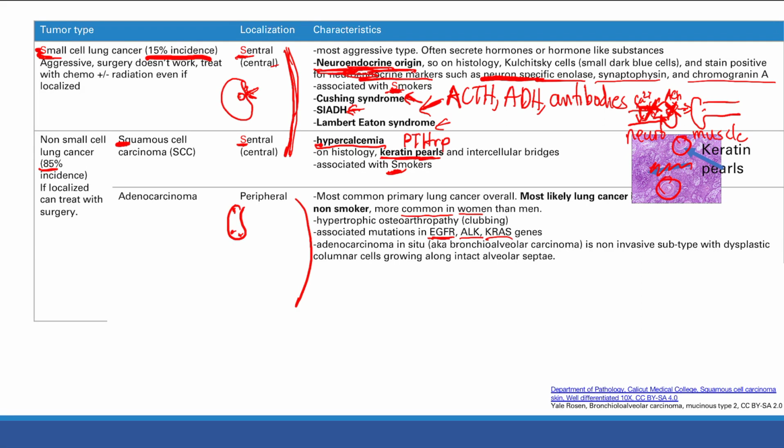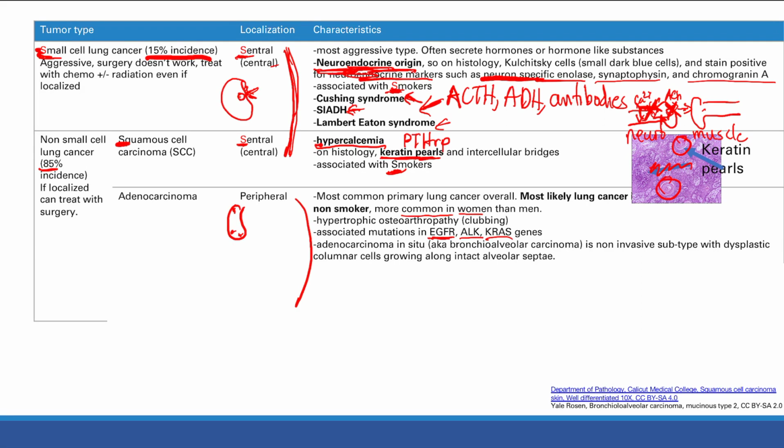Another name for that is a bronchoalveolar carcinoma, and that tells you a lot. Remember, when you have a carcinoma in situ, that means it's non-invasive. Okay, so this is a non-invasive subtype, and it has dysplastic columnar cells that are growing along intact alveolar septae.